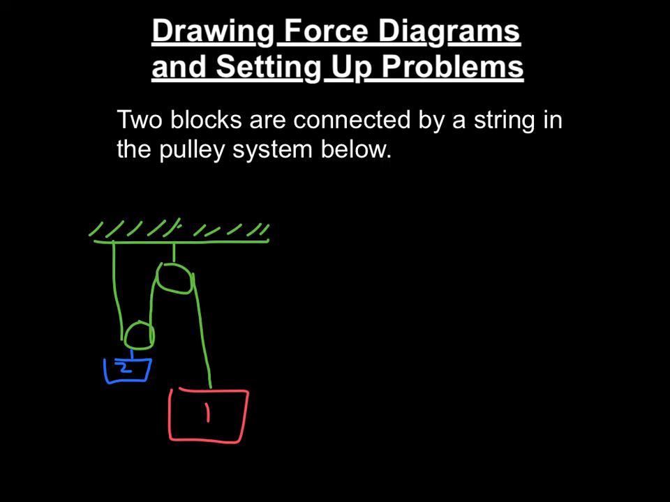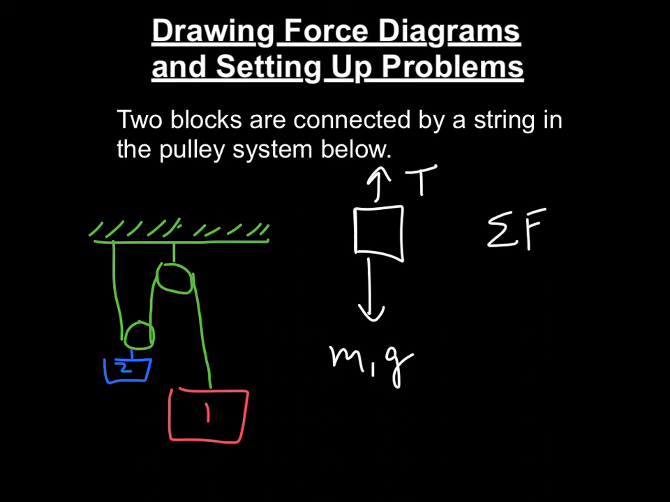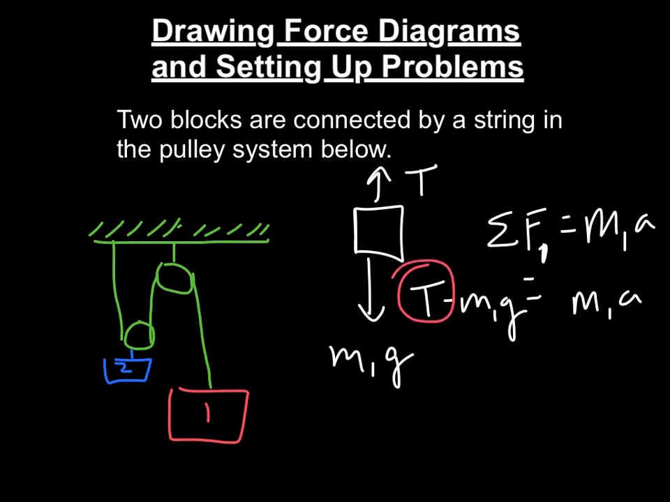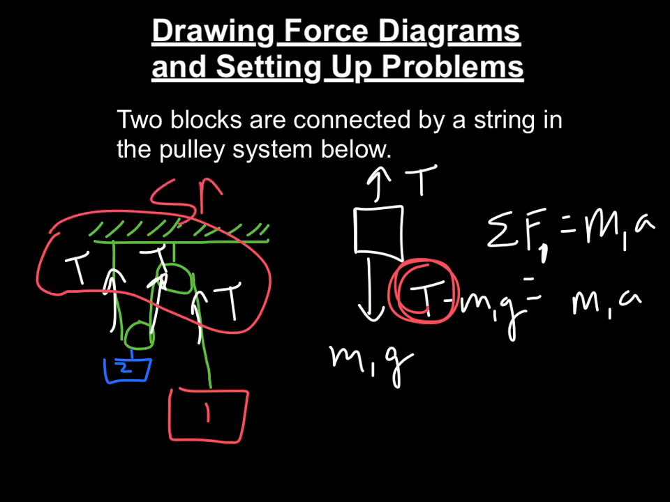Alright, now let's set up block 1. For block 1, you only have tension pulling up, and you have M1 G. The sum of forces on block 1 equals M1 A, and you get M1 A equals tension minus M1 G. Note that this tension right here is the same as all of these tensions, because tension in one rope is always going to be the same. This is a very important part whenever you deal with pulleys.